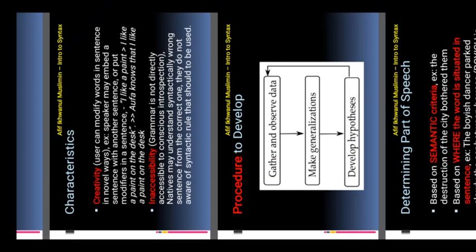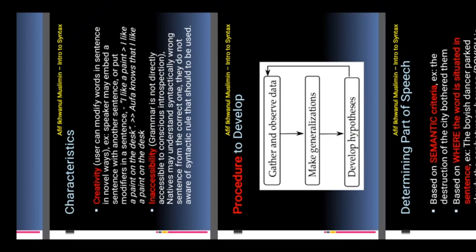Then after that, they try to make generalizations of patterns. So, for example, I like Soto and she loves Soto. So they could make generalizations like, a sentence is usually made of subject and predicate.